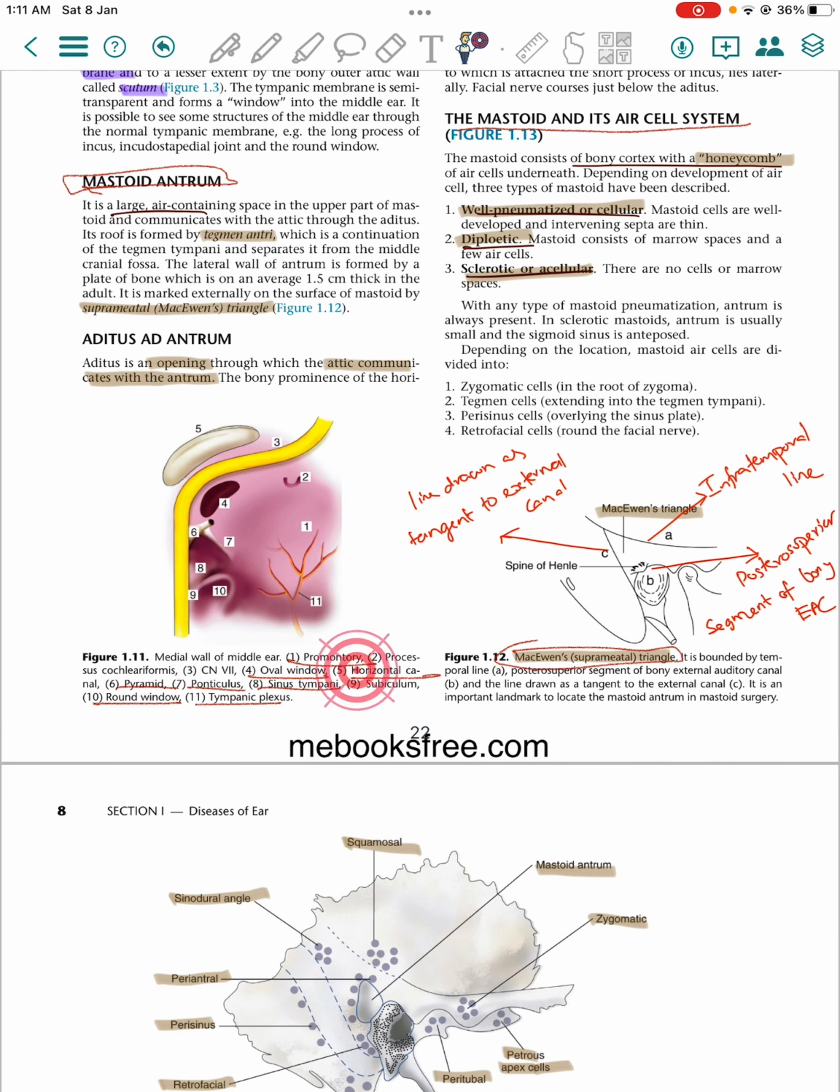These are structures present in the medial wall, which is promontory, processus cochleariformis. This tympanic plexus is very important. Round window.